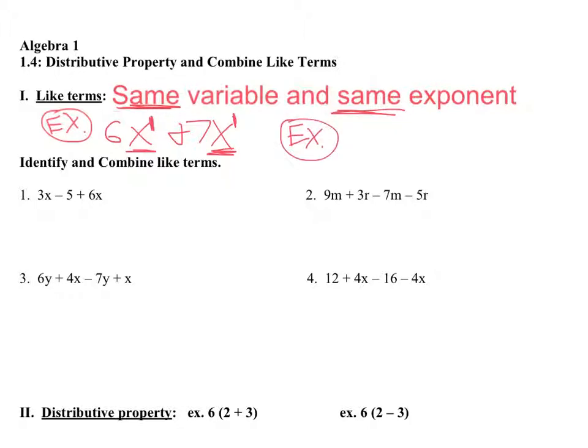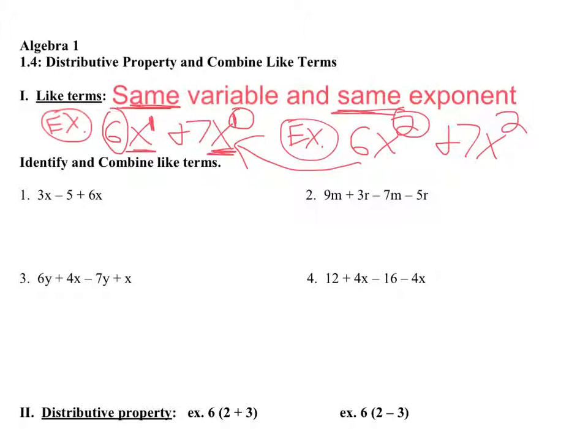The other thing I could do is leave the coefficients the same. Let's say I have 6x squared. Now, this is not a like term with any of these because the exponent's 1. Here, the exponent's 2. So a like term with that would be 7x squared. All right, and the whole concept with like terms is I can combine these, and when I combine like terms, the only thing I add are the coefficients. All right, let's look at an example.